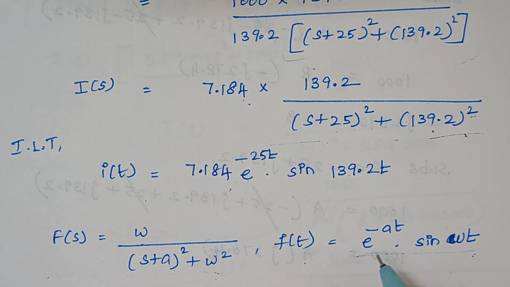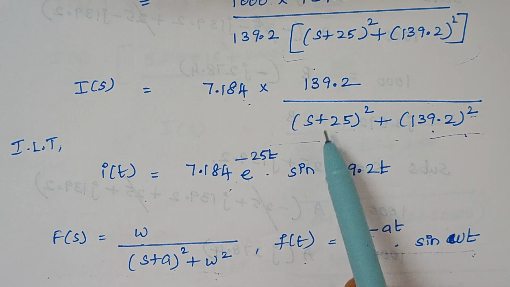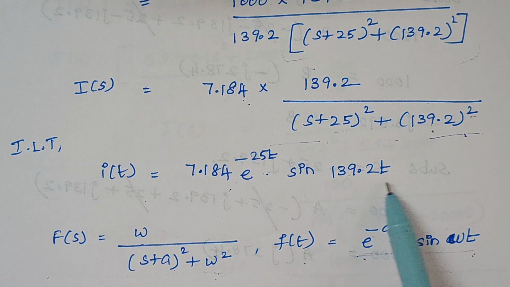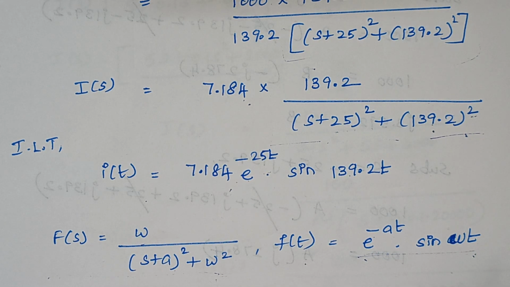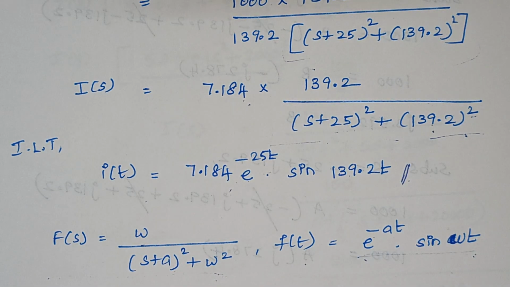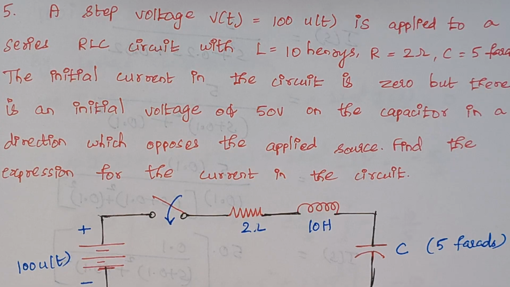Therefore the expression is e to the power minus 80. Therefore e to the power minus 25t into sine of 139.2t. Right. So finally this is our expression for transient current. Right. Now we will proceed with the next problem.